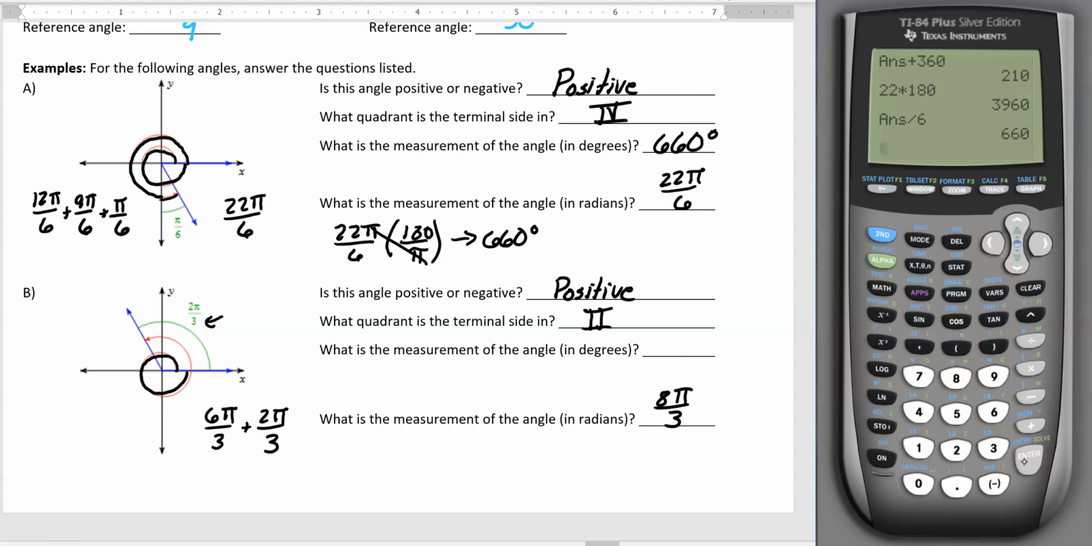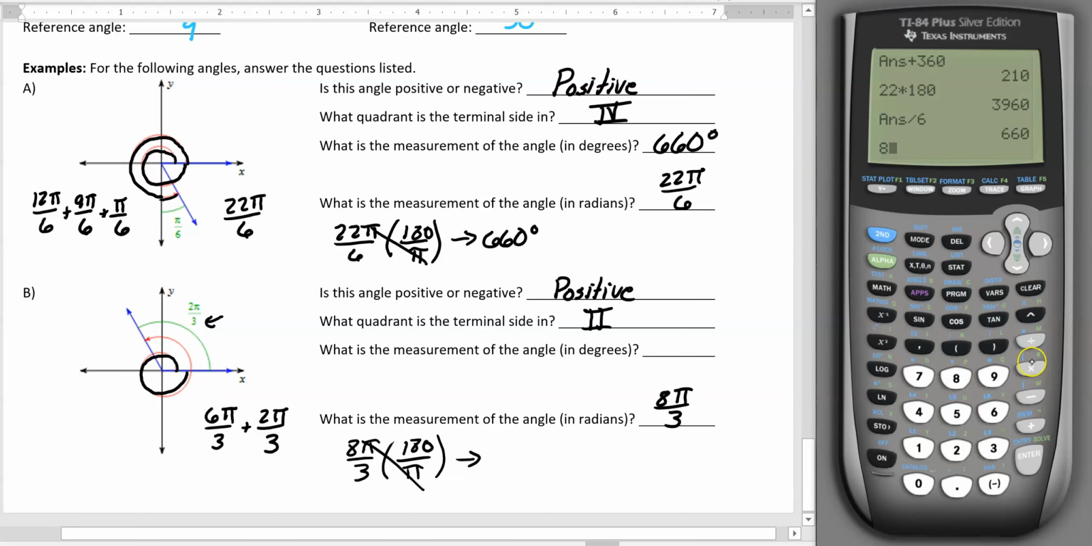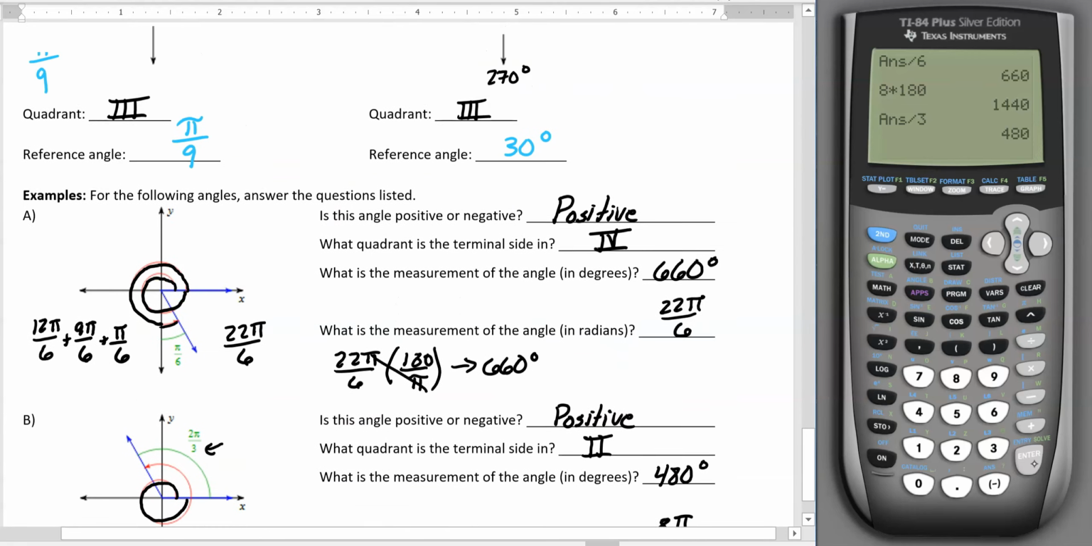And then to convert that to degrees, I would say 8 pi over 3 times 180 over pi. The pi's would divide out. 8 times 180. Oh, that's the division symbol. Don't want that. 8 times 180 is 1,440, and then divide that by 3. And sure enough, I get 480 degrees.